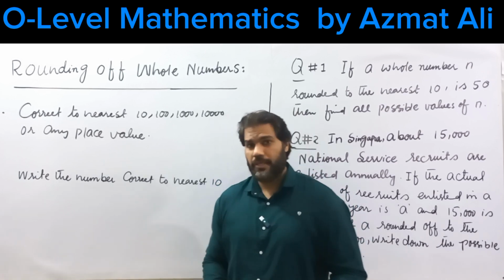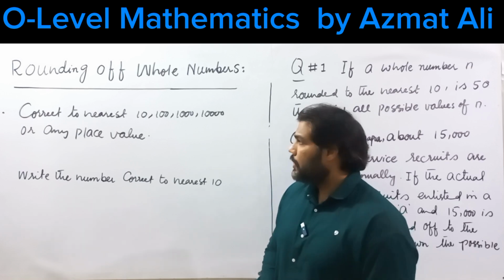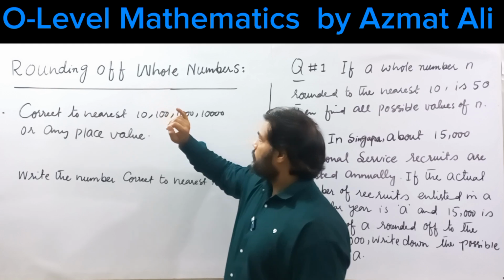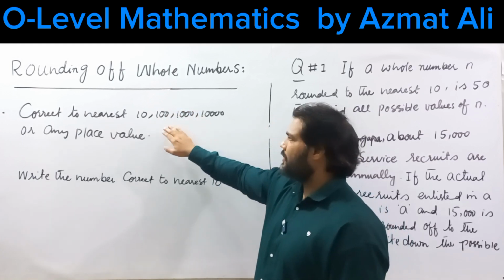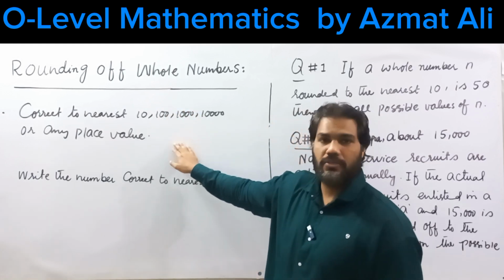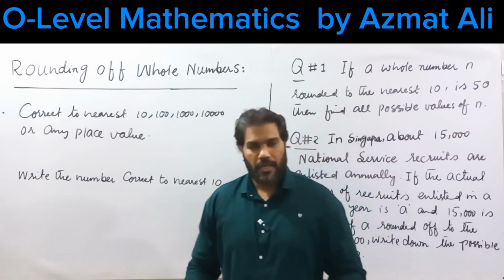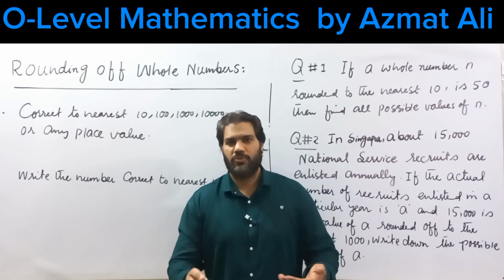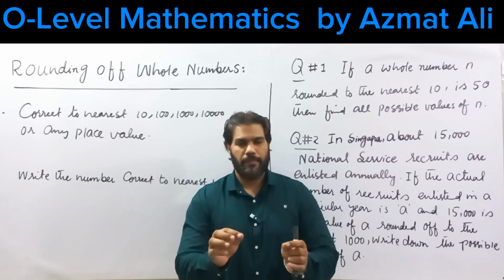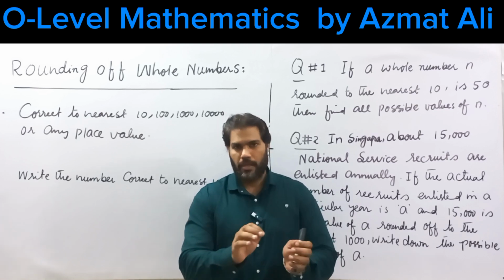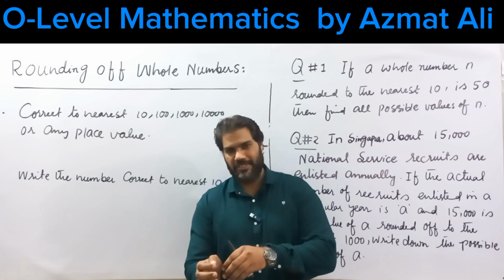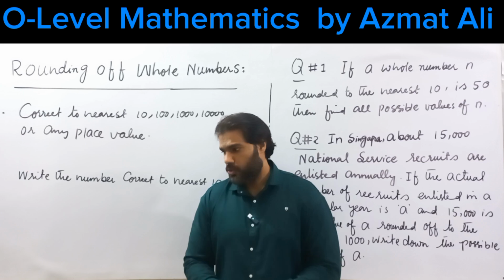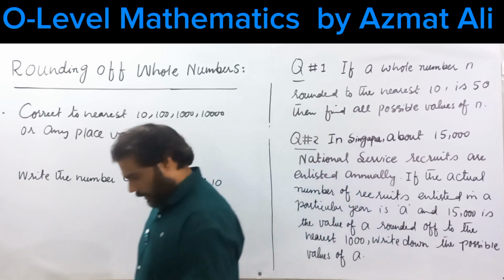So in today's lecture, we will discuss how to find the rounded value of a whole number correct to the nearest 10, 100, 1000 and 10,000 or any place value. Firstly, I will share a very simple and easy way, actually a trick, to write any whole number up to our desired place value. So let us consider a whole number.